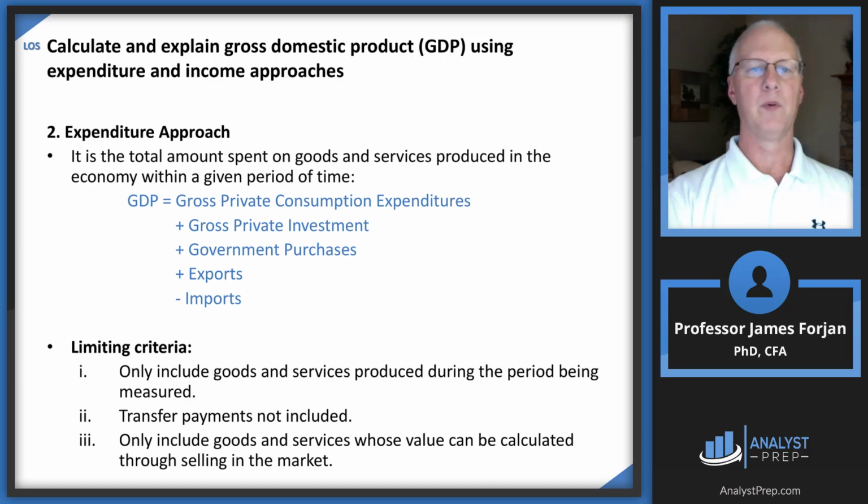The expenditure approach examines GDP from a different perspective, the total amount spent on goods and services. So we have gross private consumption and gross private investment. So those are the individual spending and business spending and investment. And then you add government purchases to that. And then you take the difference between exports and imports.